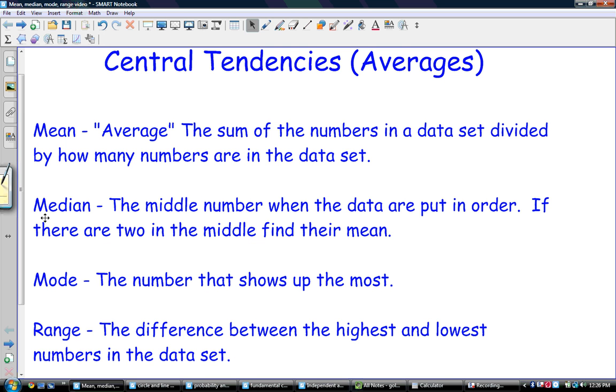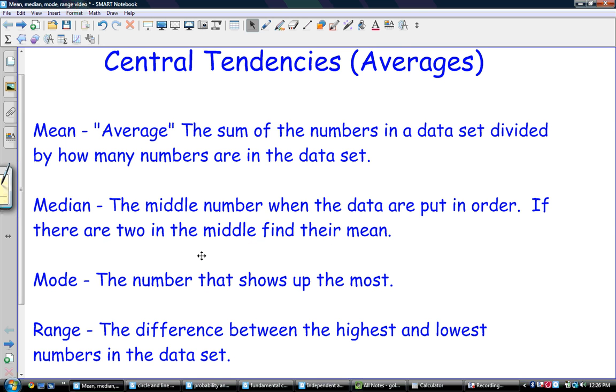One is the median, and that's the middle number when the data are put in order. The most important part about that is that the data have to be in order. If you don't put them in order first, you're not going to get the right answer. Now there's another part of this that says if there are two in the middle, then you find their mean. So if my data set has an even amount of numbers, then I'll end up with two in the middle. And when that happens, I'm going to find their mean. I'm going to add the two numbers together and divide by 2. And that's what I'll use for the median in that case.